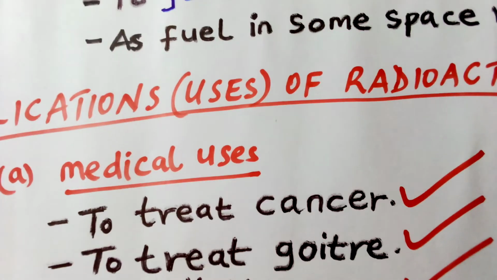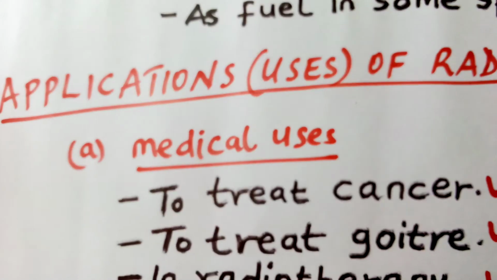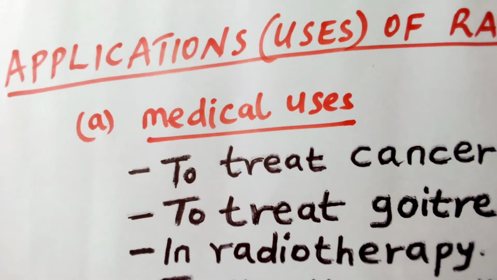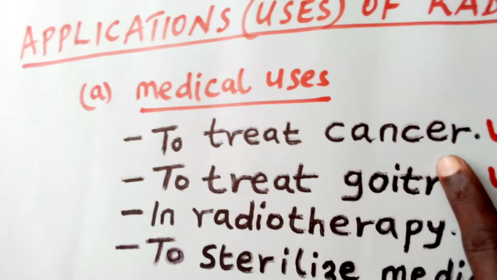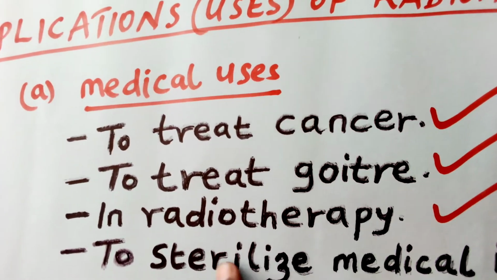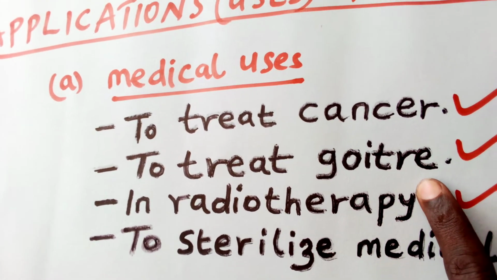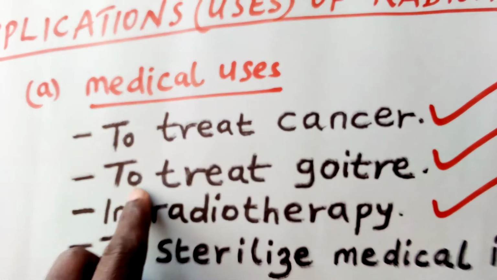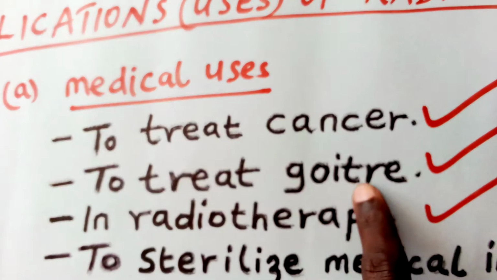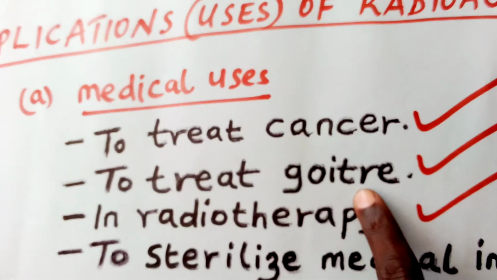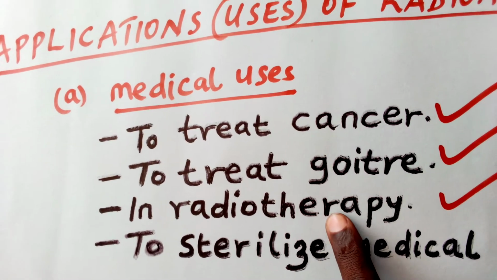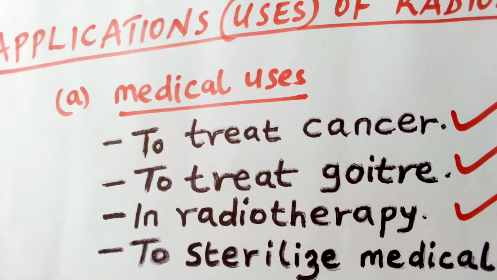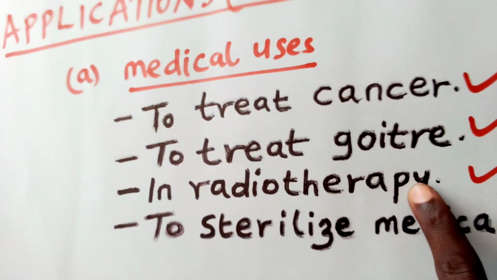Now, where do we use radioactivity? Applications of radioactivity. There are so many uses. The uses could be medical uses, biological uses, and so on. Let's look at the medical uses of radioactivity. Radioactivity is used to treat cancer. We also use radioactivity to treat goiter. You know, that swelling which is always on the thyroid due to lack of iodine is called what? Goiter. So we use it to treat goiter. We also use it in radiotherapy.